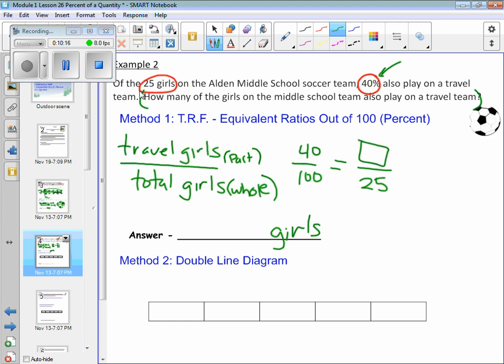See, where you place everything becomes really important. So you're always going to ask yourself, what are they asking for? The part, the whole, the percent? We can now make a division connection and realize that we're dividing both the top and the bottom by how much? Just say it. 4. Very good. And what do you get? 10 girls out of those 25 are playing on the travel team.